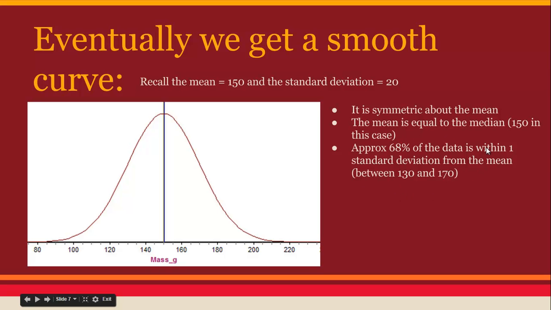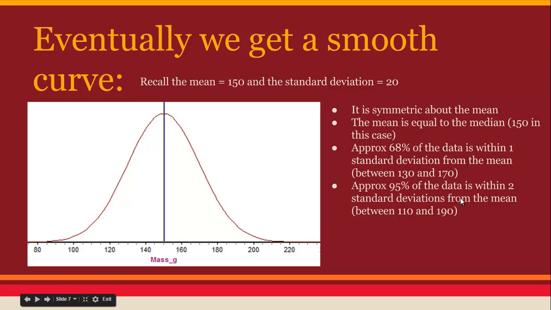Approximately 68% of the data, this we actually want to memorize: 68% of the data lies between 130 and 170. That's the definition of standard deviation. When I say majority, it's over 2/3. 68% lies between 130 and 170 as a weight of an apple.